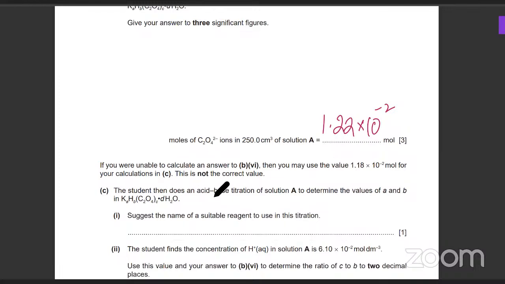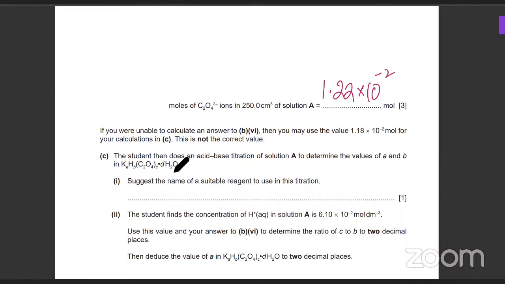The student then does an acid-base titration of solution A to determine the value of a and b. Suggest a name of a suitable reagent to use in this titration. So he's saying that he's trying to do an acid-base titration for this. So what is a suitable reagent for an acid-base titration? And remember, this was the acid salt, right? So this is the acid, which was partially neutralized.